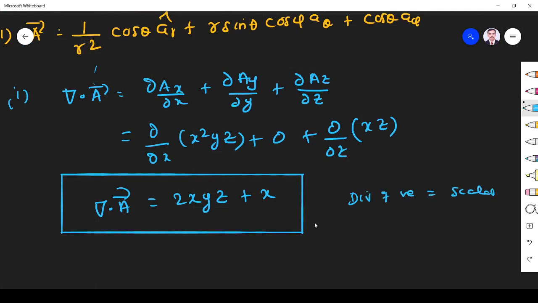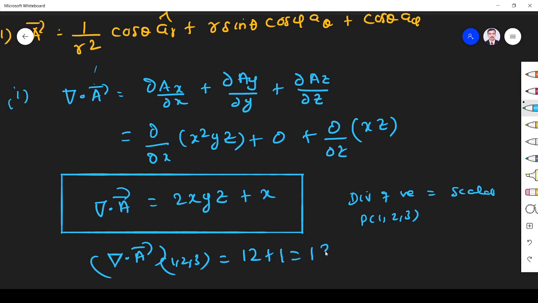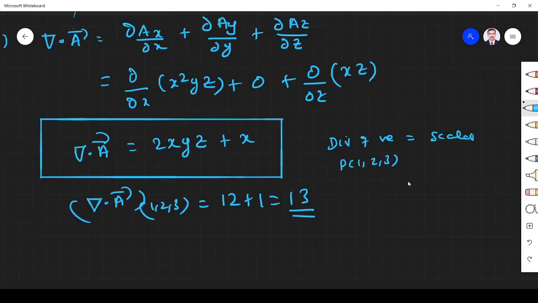That's proved, right? Suppose they ask us to find the divergence at the point (1, 2, 3). Simple. You have to substitute x equal to 1, y equal to 2, z equal to 3. So del dot A at (1, 2, 3): 1 into 2 into 3 is 6, 2 into 6 is 12, plus x which is 1. So that is the divergence at point (1, 2, 3). It's a simple problem.